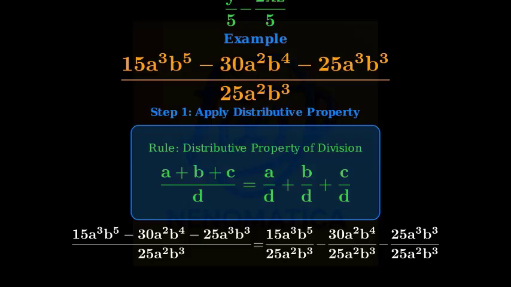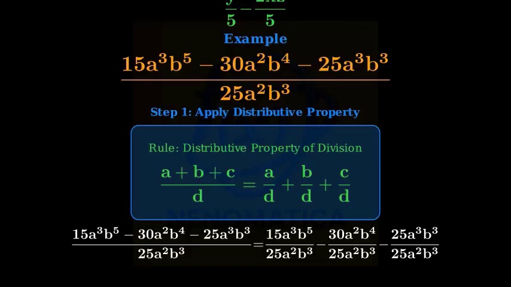For the first fraction, 15 a cubed b to the fifth divided by 25 a squared b cubed, we can divide both numerator and denominator by a squared b cubed, giving us 15 a times b squared divided by 25, which simplifies to 3ab squared over 5. For the second fraction, 30 a squared b to the fourth divided by 25 a squared b cubed, we can divide both numerator and denominator by a squared b cubed, leaving us with 30b divided by 25, which simplifies to 6b over 5. For the third fraction, 25 a cubed b cubed divided by 25 a squared b cubed, we can divide both numerator and denominator by 25 a squared b cubed, resulting in a.